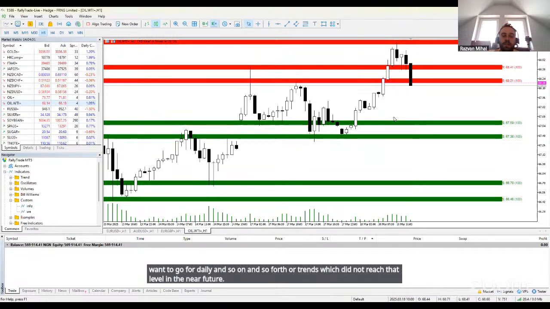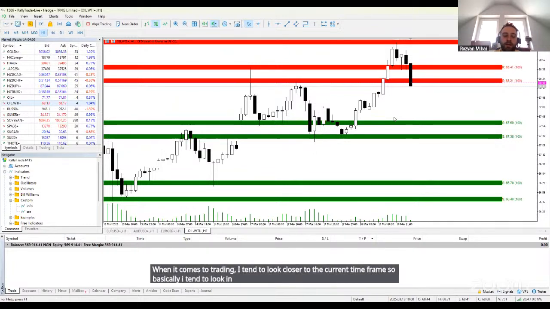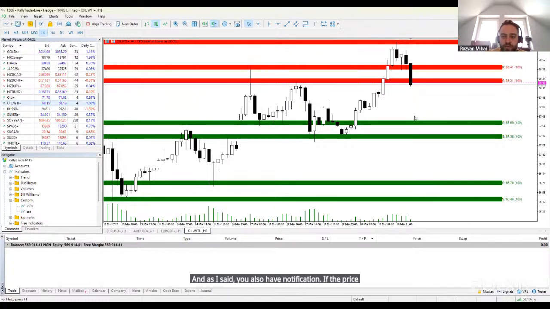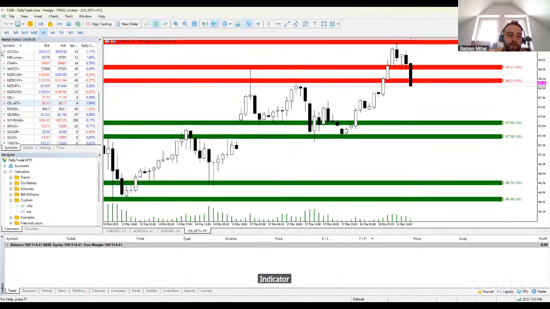When it comes to trading, I tend to look closer to the current time frame. So basically, I tend to look inside the last 100 candles, but the indicator is flexible enough in order to accommodate for each one's needs. And as I said, you also have notification. If the price will move closer to 0.01% for this 67.59, you will have a notification popping in with sound on your screen. Of course, if you are on a desktop or a laptop, and you can use this custom indicator.